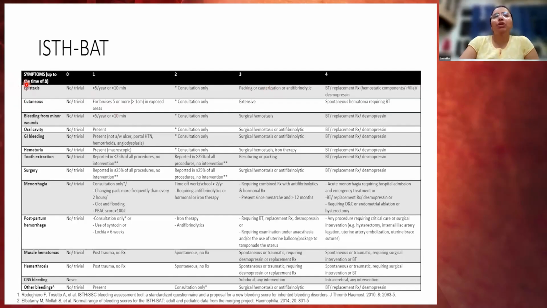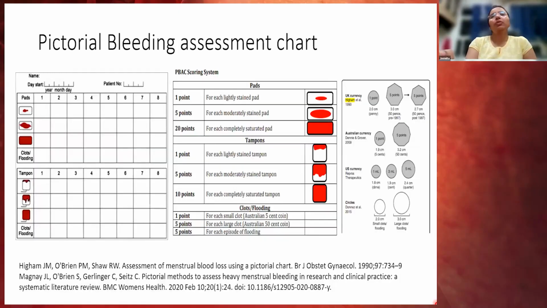So the same thing has been done for epistaxis, for minor wound bleeding, for cutaneous bleeds, even for menorrhagia. So all this assessment is done, and a total score of 0 to 56 is possible, but a significant score is considered when a child has a score of 3 or more, an adult male with a score of 4 or more, or an adult female with a score of 6 or more.